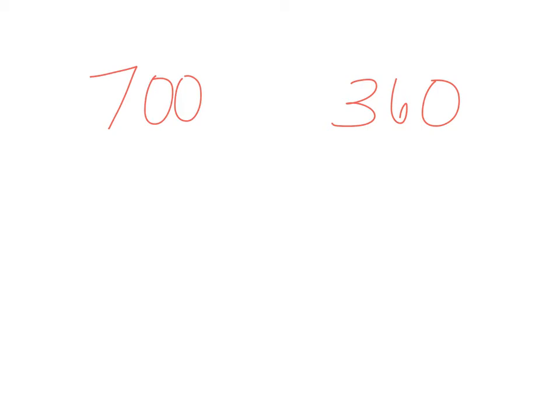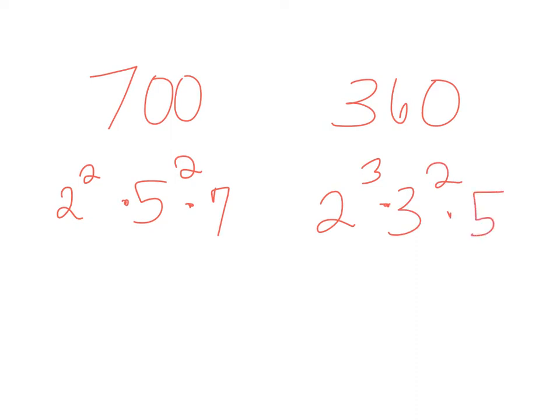Okay, so I hope that you worked out this problem. So let's review the prime factorizations. For 700, the prime factorization was 2 squared times 5 squared times 7. And for 360, it was 2 cubed times 3 squared times 5. Now, I have a 2 as a factor in the prime factorization of 700 and 360, so I need to choose the highest exponent, so I'm going to choose 2 to the third.